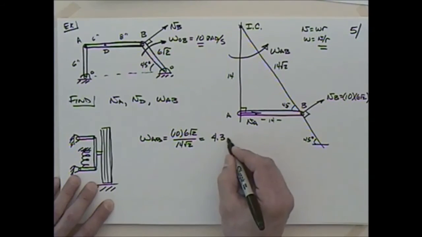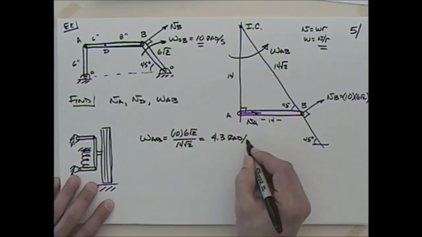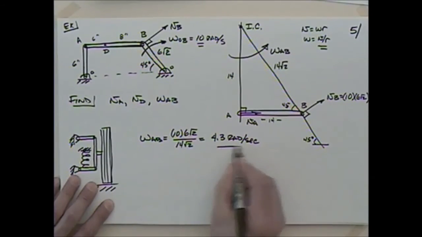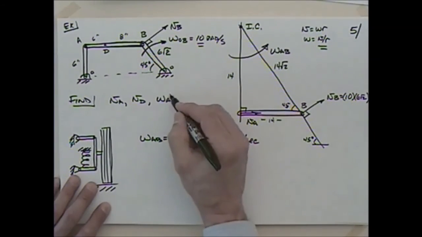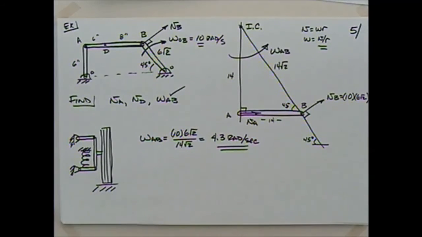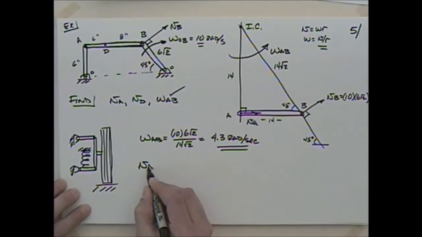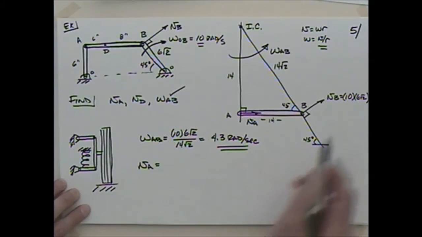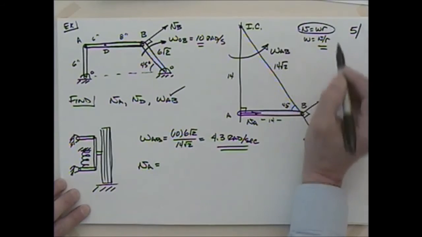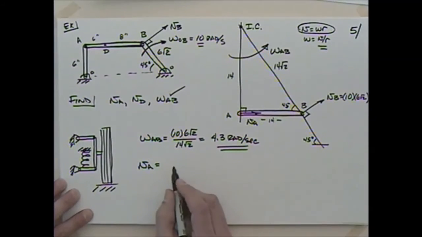4.3 radians per second. So that's omega AB. I got that. What else do we want? We want the velocity at A. Can we get the velocity at A? Sure. The velocity of A is going to be equal to some omega. Why don't we take this omega here?